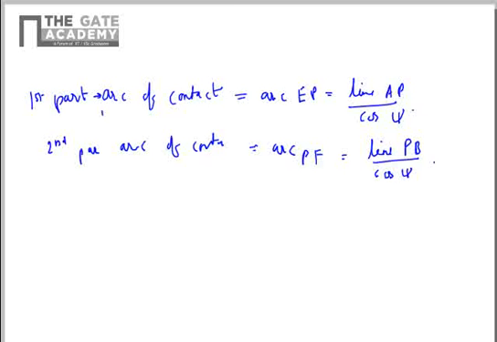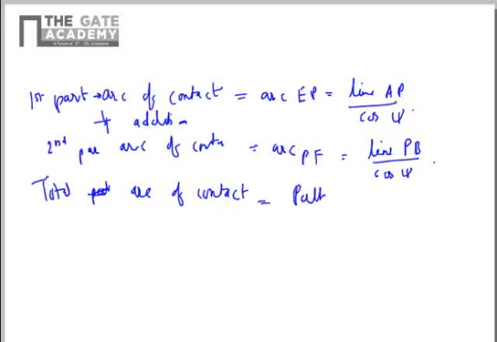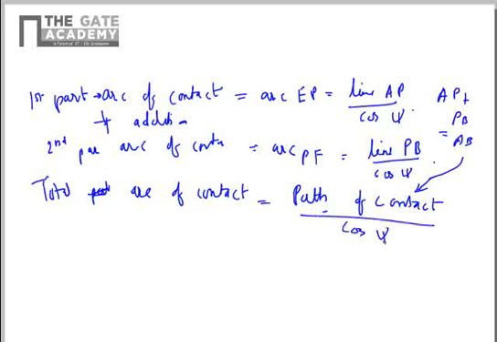So if you sum those, you would do addition, then the total arc of contact is equal to the path of contact, that is AP plus PB is equal to AB, that is the total path of contact, divided by cos xi. The first part of the arc of contact is known as the arc of approach.